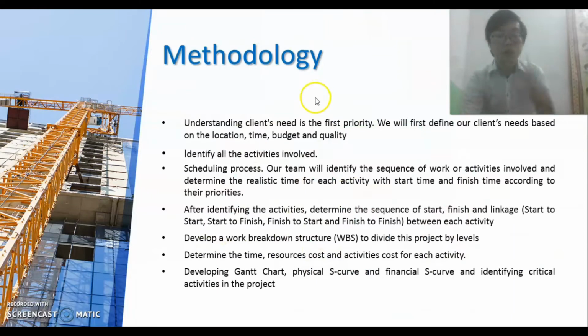For the methodology, first we will understand the client's needs based on the location, time, budget, and also quality. Then we will identify all the activities involved and schedule the activities based on the priorities. Afterwards, we will determine the sequence of start, finish, and linkage between each activity. Then we will develop the work breakdown structure to divide the project into levels and determine the time, resources, and cost for each activity. The last step is developing the Gantt chart, critical S-curve, and financial S-curve, and also identifying the critical activities in the project.